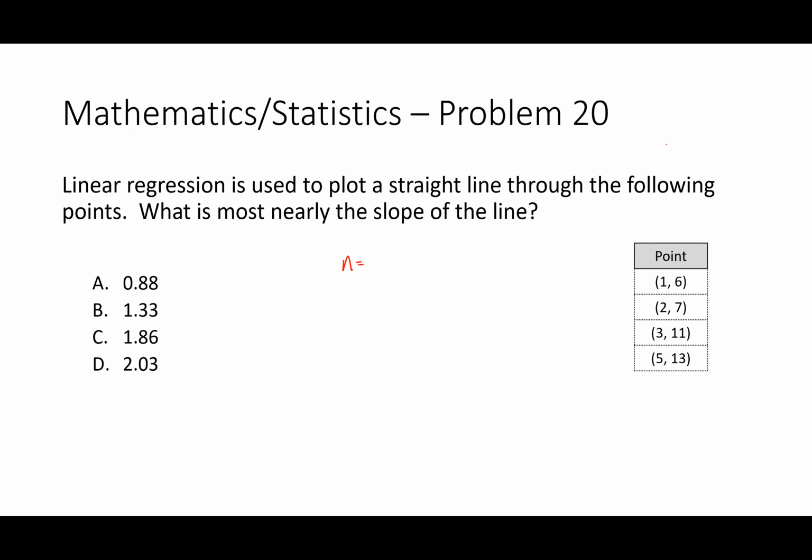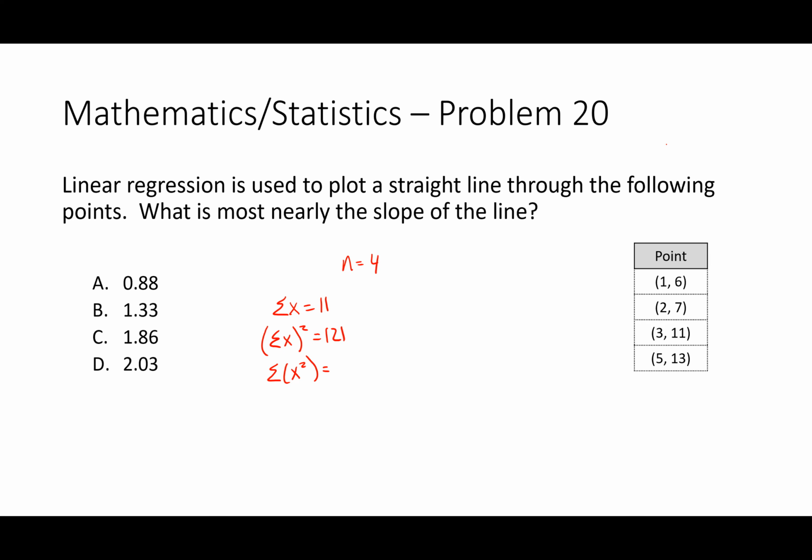We're going to need the number of points, that's obvious. That's 4. Let's look at the sums that we're going to need. For the sum, we're going to need the sum of the x terms. So that's 1 plus 2 plus 3 plus 5, 11. Let me get rid of these parentheses because that's going to get kind of nuts. So that's 4, sum of the x, which is 11. We're going to need to square that, 121. And then we're also going to need the sum of the x squares.